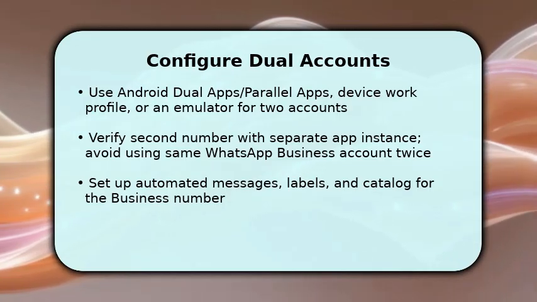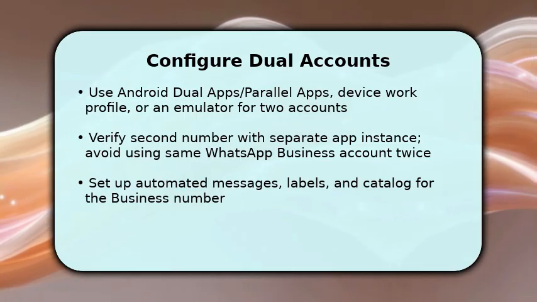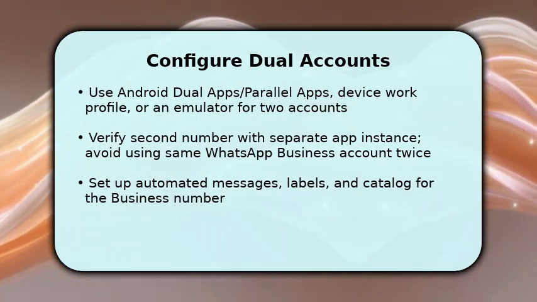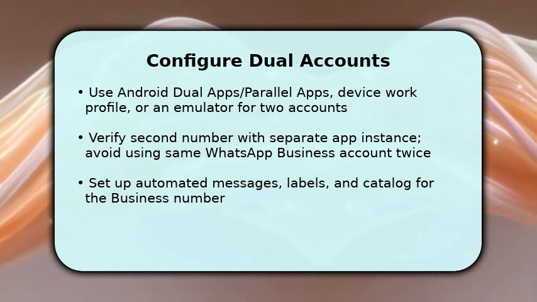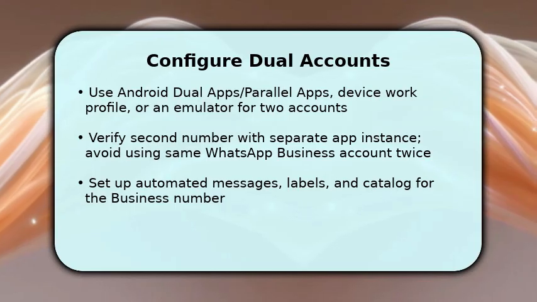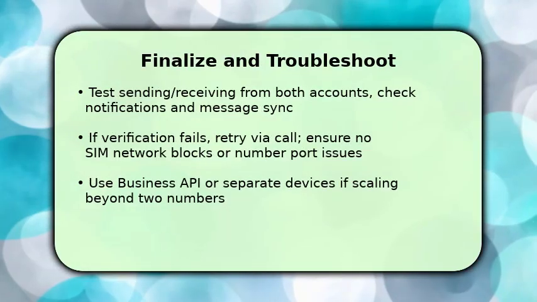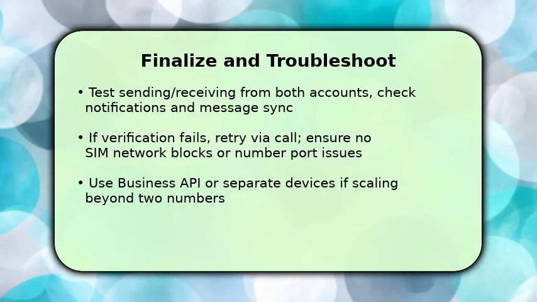Then tailor each account, enable away and greeting messages, create labels for customer segmentation, and upload a catalog if you sell products. This separation keeps contacts and automation distinct and prevents message routing conflicts. Finish by testing thoroughly. Send messages to and from both numbers, confirm notification delivery, and verify chat backups work independently.